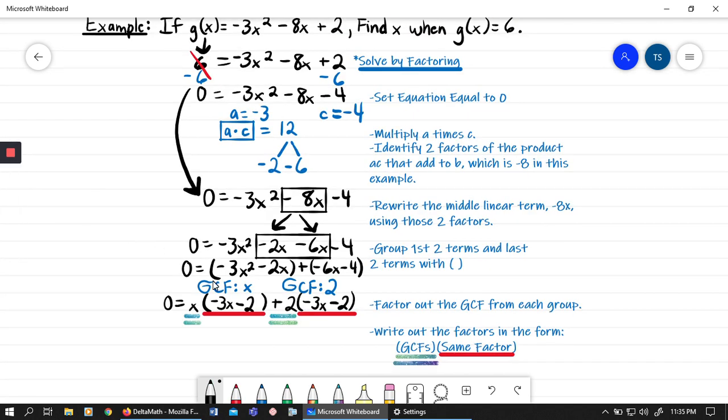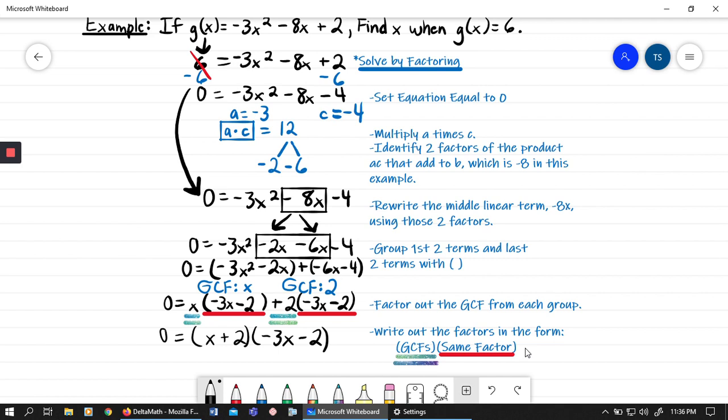Okay, so let's do that. Let's write out our factors in that form, where the first factor is coming from the GCFs and the second factor is coming from that same factor that we see. So here we've got 0, and if we write out that first factor, that's going to be x plus 2. And then the second factor is going to be negative 3x minus 2.